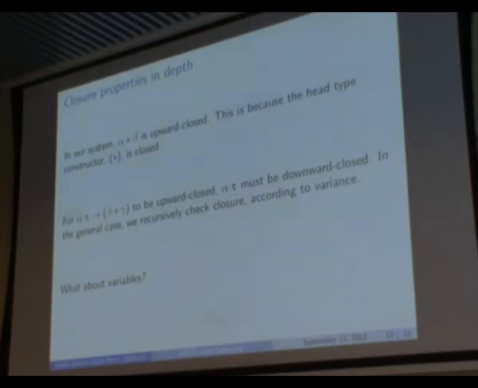So closure properties. I say that in our system alpha times beta is upward closed. This is a statement I make about the head type constructor, times. And I say this constructor is upward closed. Some of them may be, some of them may not be. For example, object types are not upward closed, because you can have a bigger type that is not the same object type. But if I have a richer type expression, I need to go down, recursively check subterms for upward closure or downward closure. And this is all about the structure of my type, the head type constructor that I find along the way.